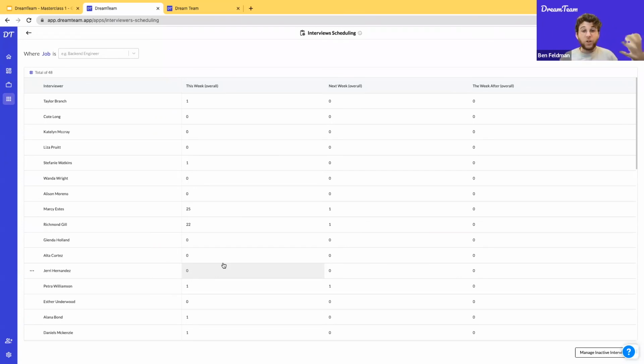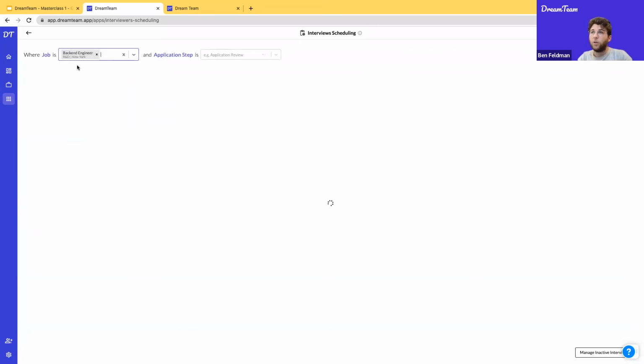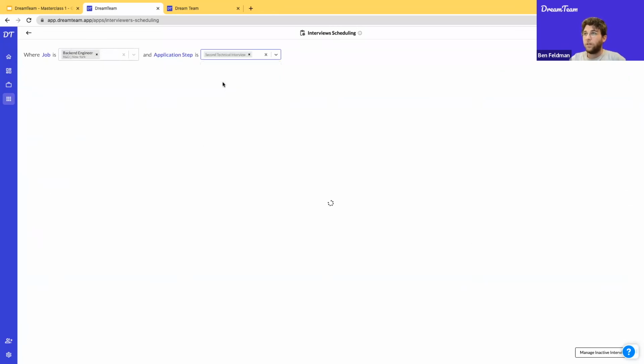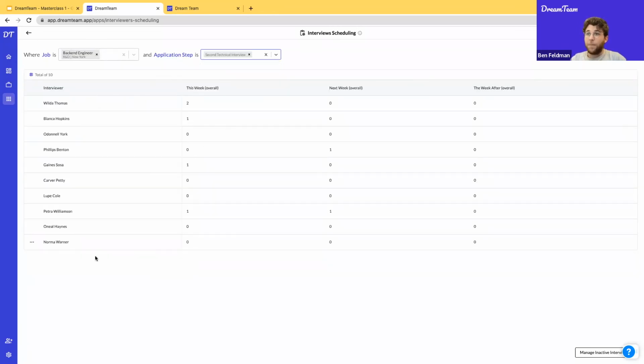This is especially important for hiring managers or interviewers where this isn't the full-time position, right? They're not recruiters. And the more time they're spending on interviews, the less time they are spending on what they were hired for. So you want to make sure that you're balancing it out. You can always search by a specific area, right? So back-end engineer, and we're specifically looking at the second technical interview. Well, these 10 people are responsible for it.